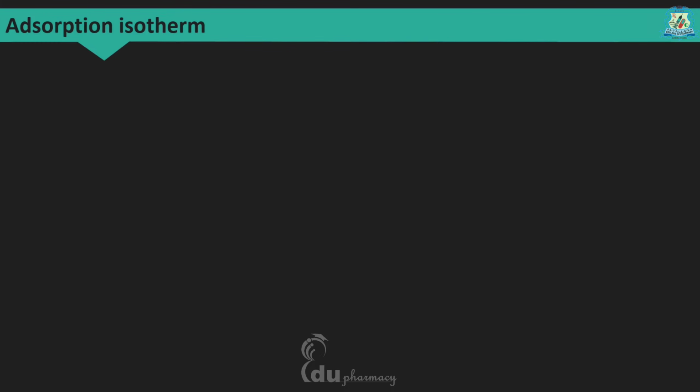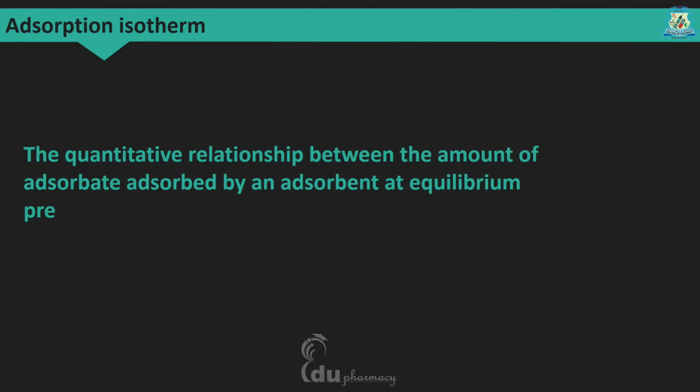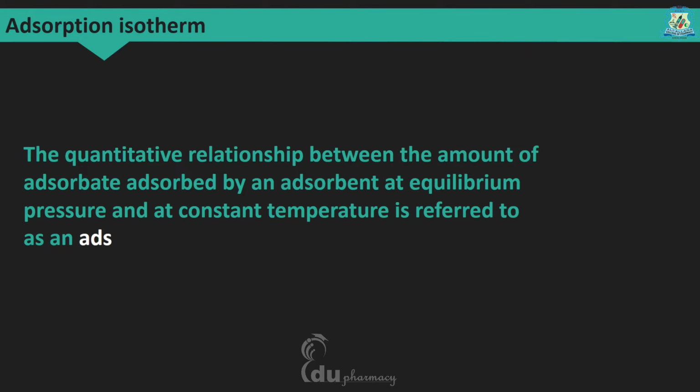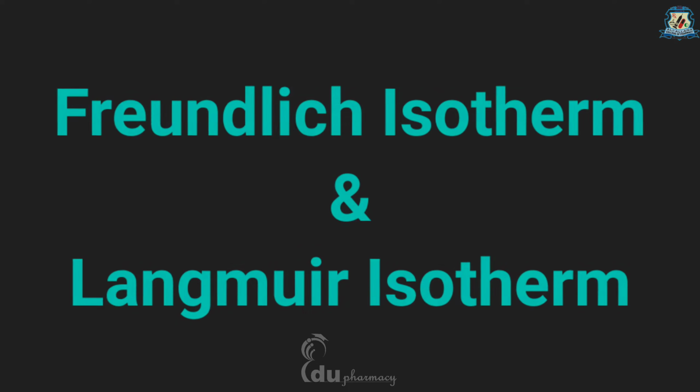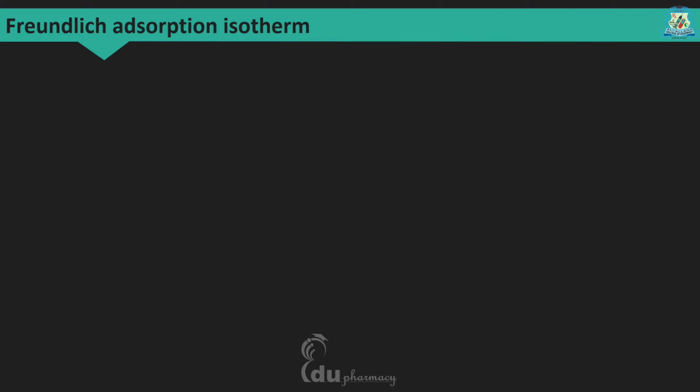Let's see about adsorption isotherm. Actually, it is the quantitative relationship between the amount of adsorbate adsorbed by an adsorbent at equilibrium pressure and at constant temperature. The two most important isotherms which are really useful to study the adsorption processes are Freundlich and Langmuir isotherm. First, we will see Freundlich adsorption isotherm.